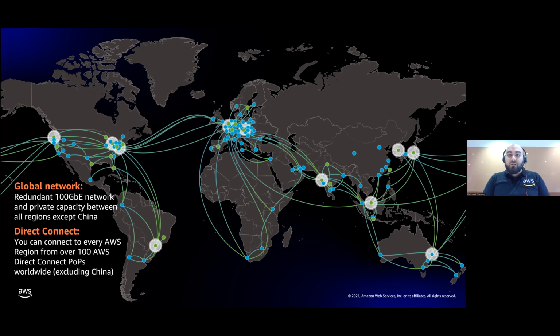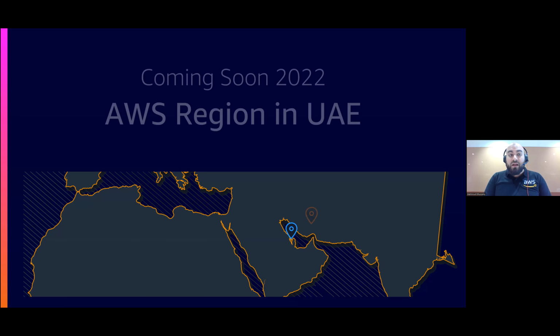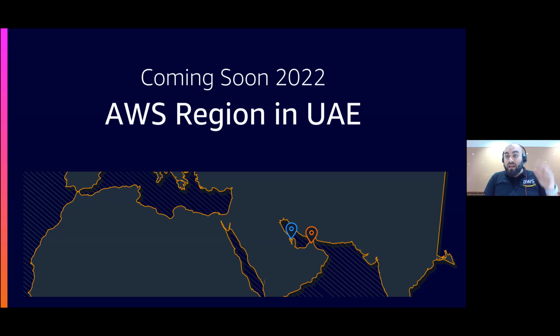Now, talking more about the Middle East. Currently, as I mentioned, we have one region operating in Bahrain that has 3 availability zones, and this has started already since 2019, and we have many customers in the region who have been using it. But in addition to this one, we also have an upcoming region in the UAE that will have 3 availability zones. So you have a full region in Bahrain, another full region with 3 AZs in the UAE.